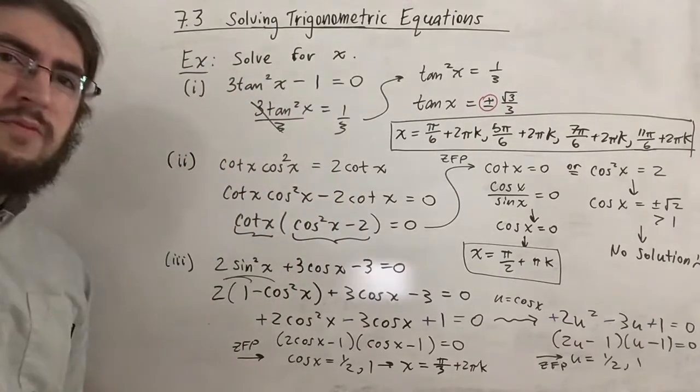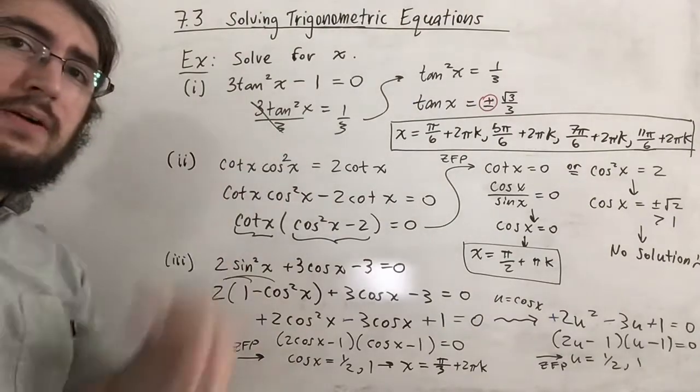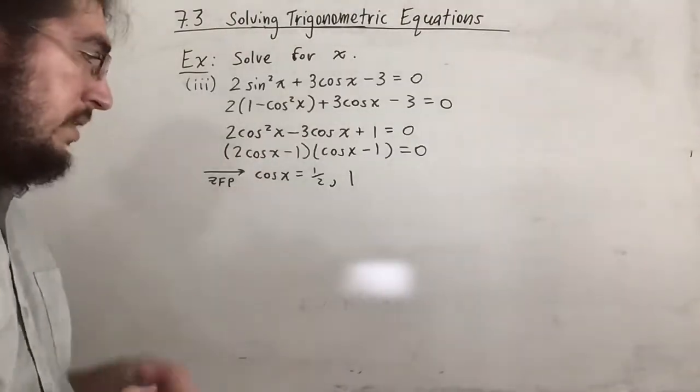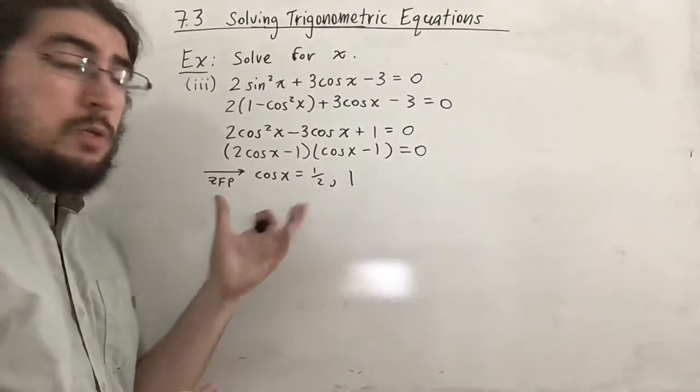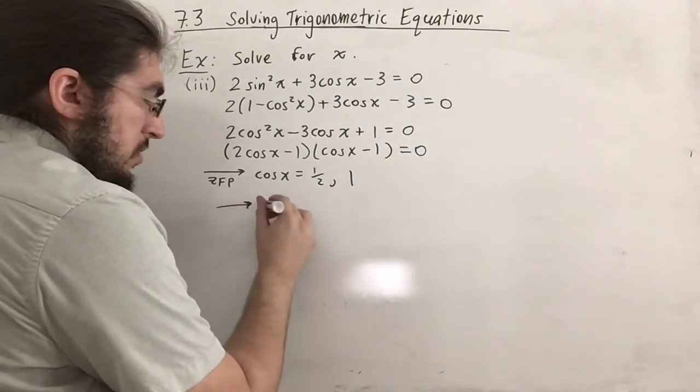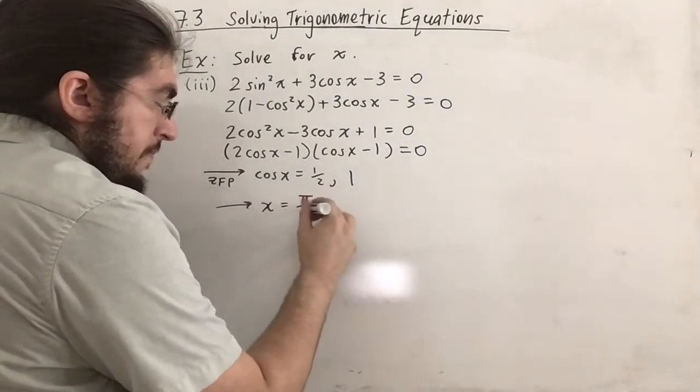You know, I don't have room for it, so I'm going to actually have to erase a few things and write it above. So let me do that over here. All right, so that's a little better with space. So like I was saying, cosine of x is equal to 1/2 when x is equal to pi over 3.